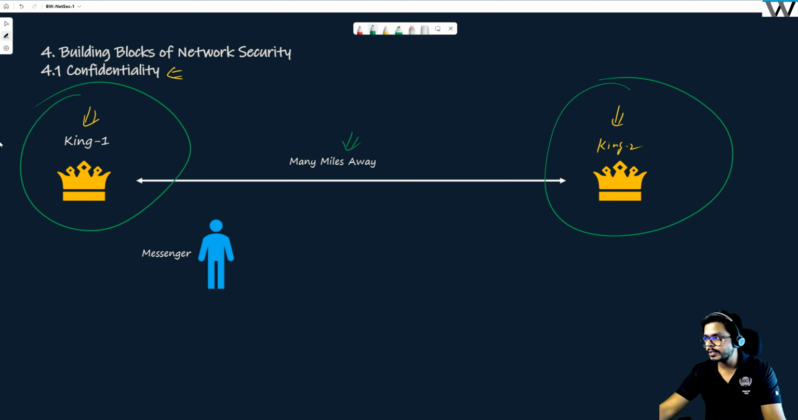But they need to send messages, and at that point of time, we didn't have internet. And if we had internet at that point of time, then also we need to think about how we can send the message securely. So these guys are pretty clever, and they know the concept of confidentiality at that point of time also, right? What did they do, right?